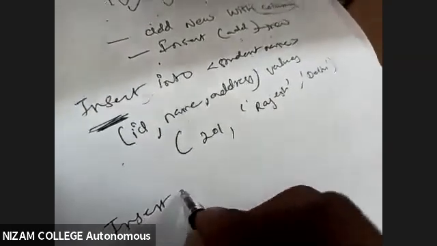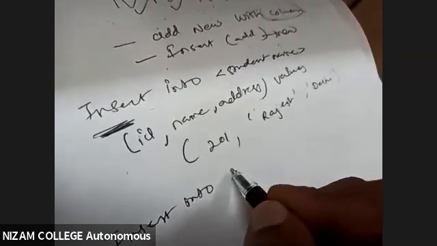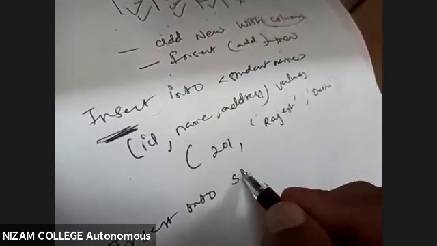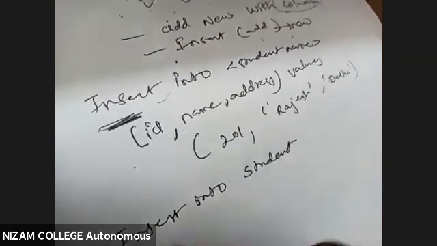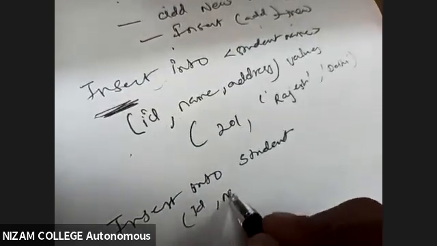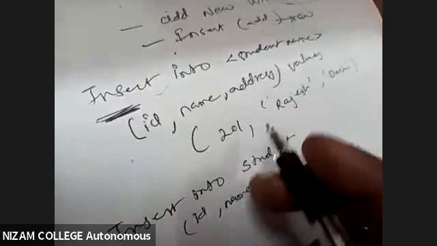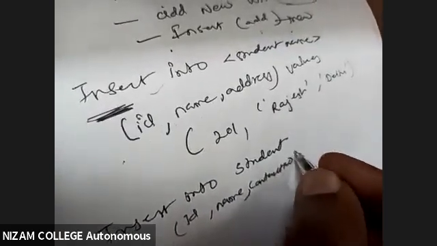Now the same thing I'll do again for another one. So what I'll do over here, say insert into the table name. What is my table name? Student. Then I'll be saying ID. Now this time I'll be saying name. I don't have an address. I have only the contact number. Contact number.